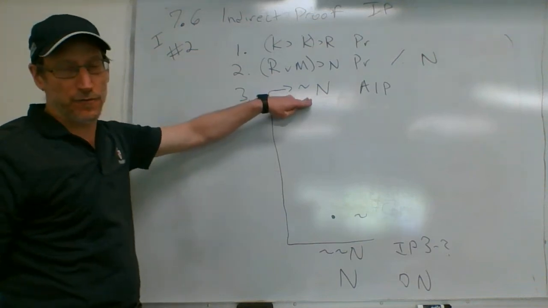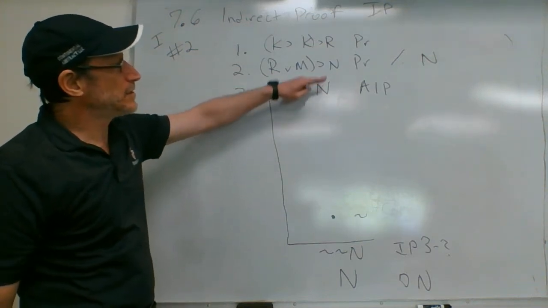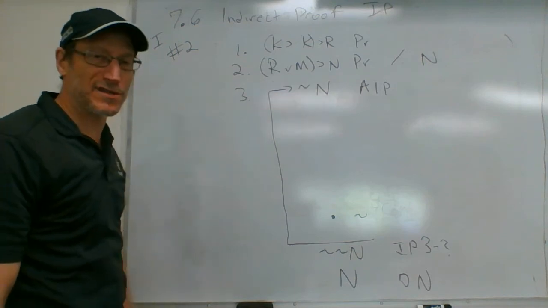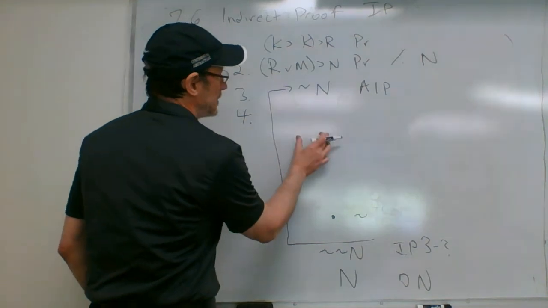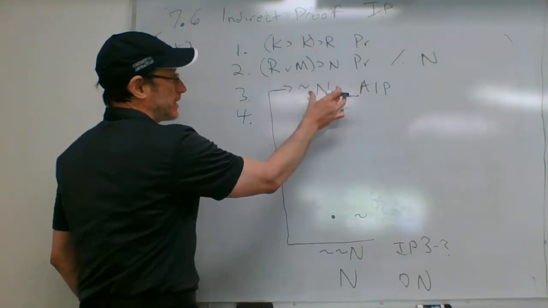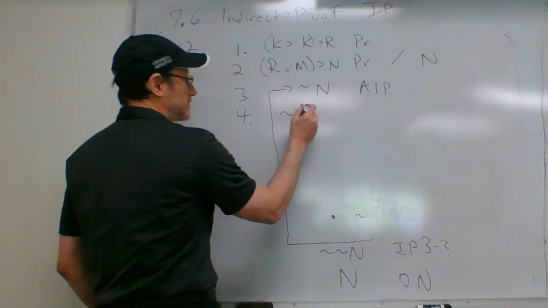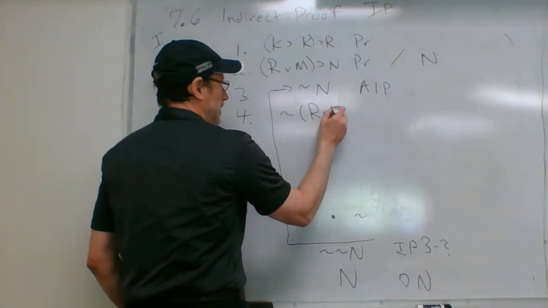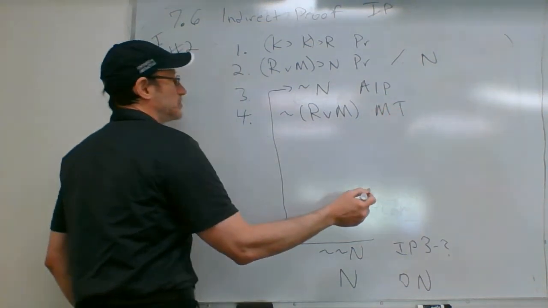Now I have another formula, I have not N, and look at this. I can see right away I have a nice modus tollens to do. Remember, modus tollens is the rule that says if you have a conditional and the negation of the consequent, you can get to the negation of the antecedent. So that's going to be not R wedge M. Modus tollens on 2 and 3.